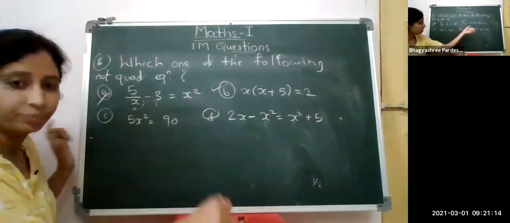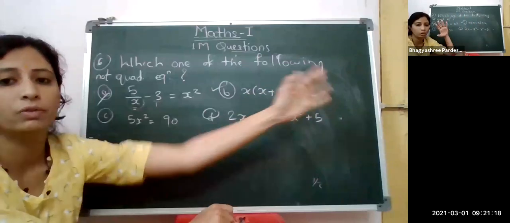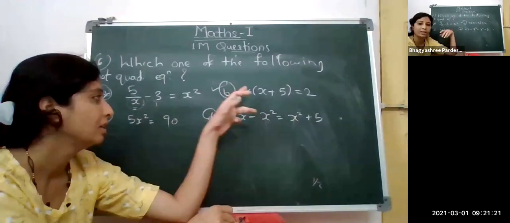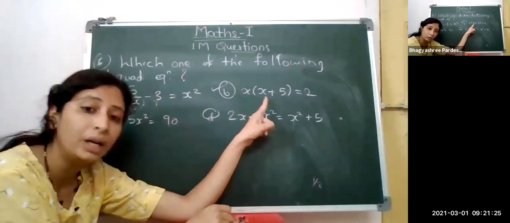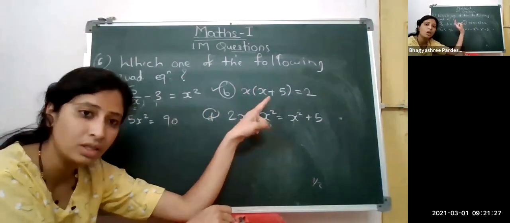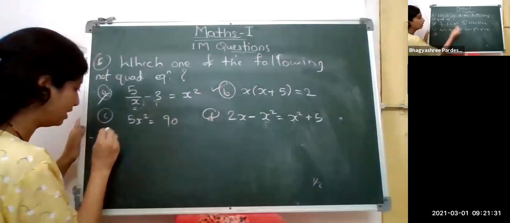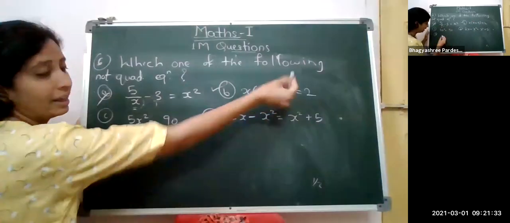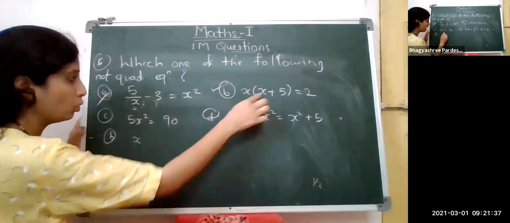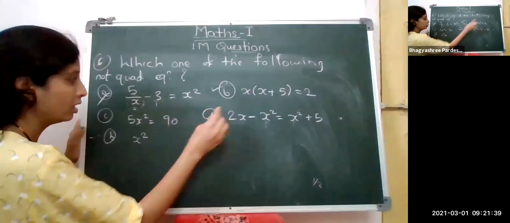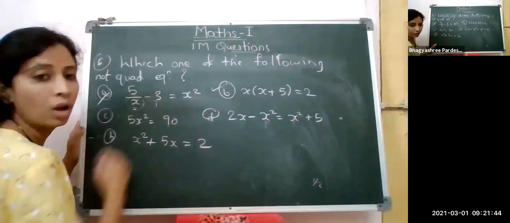Now here again, we look at x into bracket x plus 5 is equals to this. Some may say that the highest power of x is 1 here, but no. Since this x is multiplied to this bracket, firstly we have to simplify this. So let's simplify this one. That is, multiply x inside the bracket. So x into x, x square plus x into 5, 5x, and this is equals to 2.